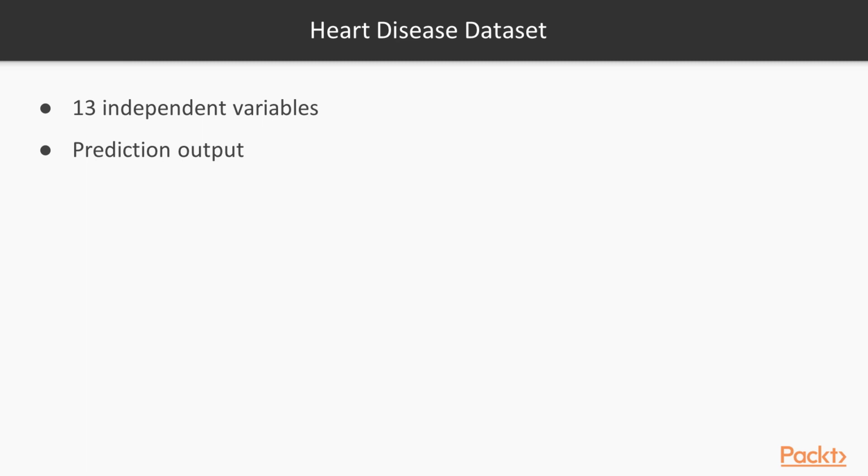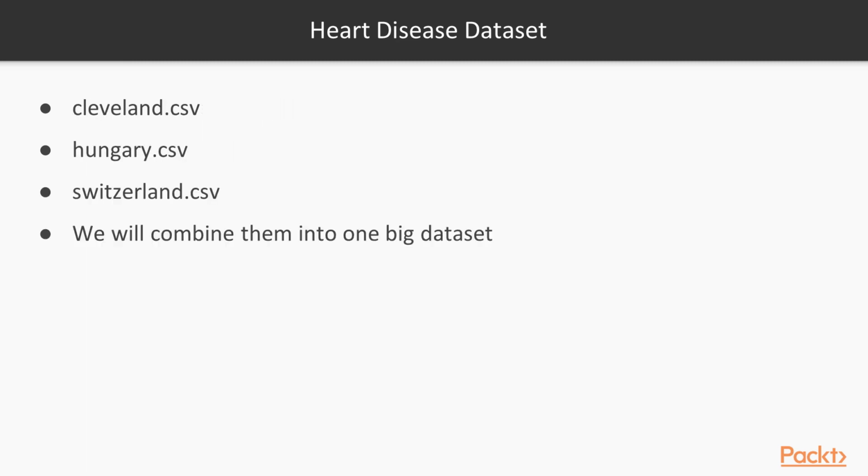As we mentioned previously, there are 14 features, 13 of them are independent variables which will be the inputs of our model, and we will have one prediction output. The dataset consists of three files. The first one is the Cleveland CSV file, then we have the Hungary CSV file, and finally we have a Switzerland CSV file. We will combine those three files into one big dataset, and we will see in the next video how we are going to do that.